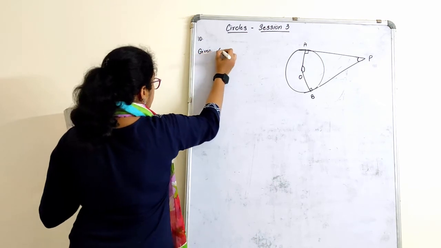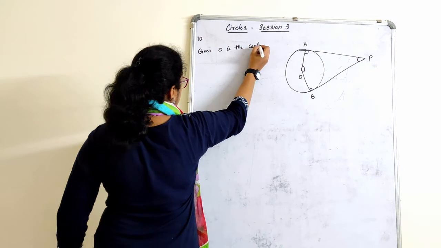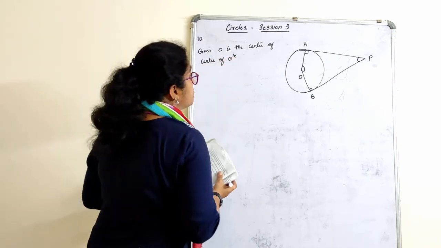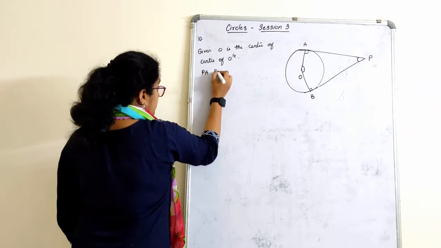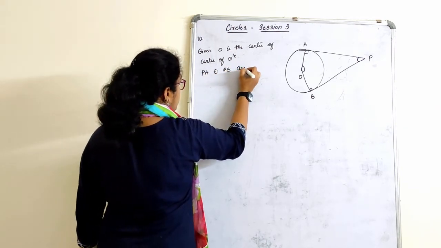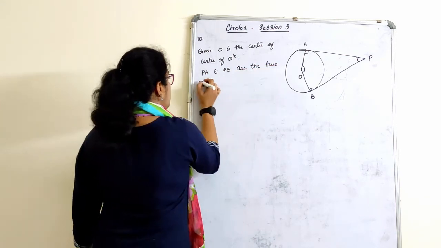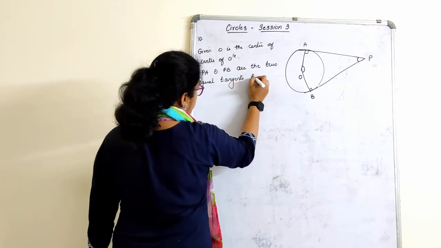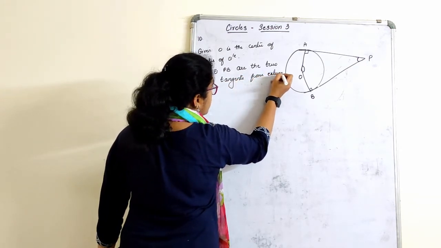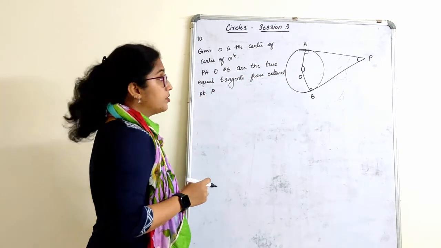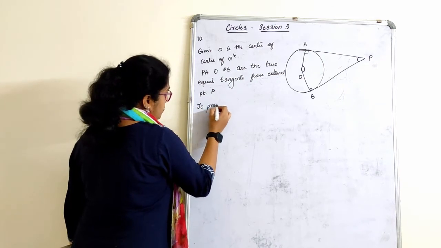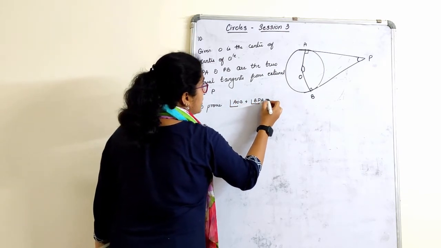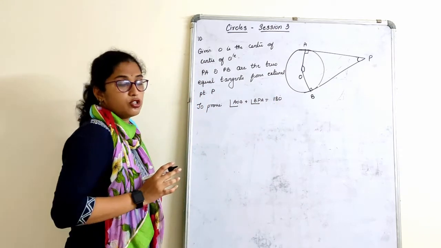Given: O is the center of circle. PA and PB are the two equal tangents from external point P. Okay, to prove: angle AOB plus angle BPA is equal to 180. That is what they have asked us to prove here.